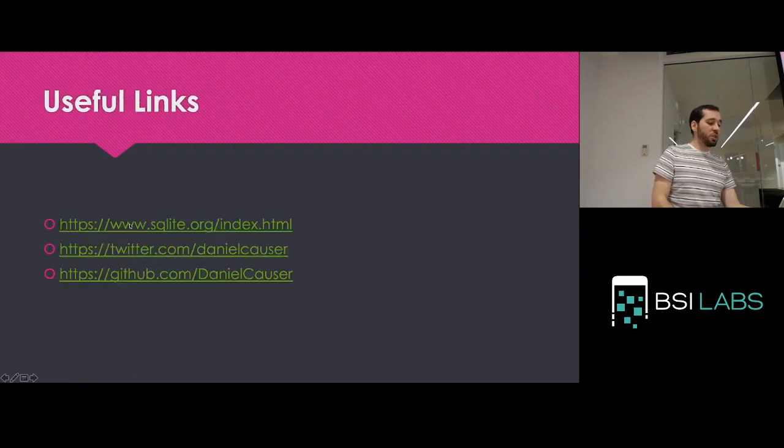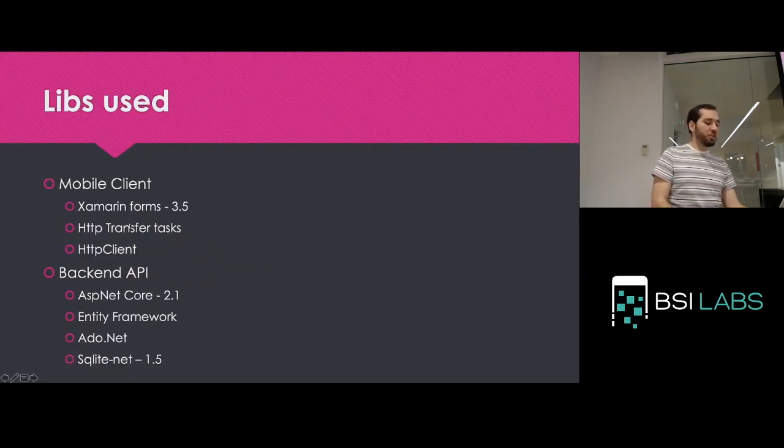Also, as I mentioned, I'm using HTTP transfer tasks for downloading the SQLite database in the app and having a lot of control over it, and an HTTP client just to send a request to the API. For the API I'm using ASP.NET Core 2.1, latest and greatest, and in the framework, just to do the initial migration and create the database, I had to use migration. So I'm also using ADO.NET and SQLite 1.5, both in the mobile app and on the API.